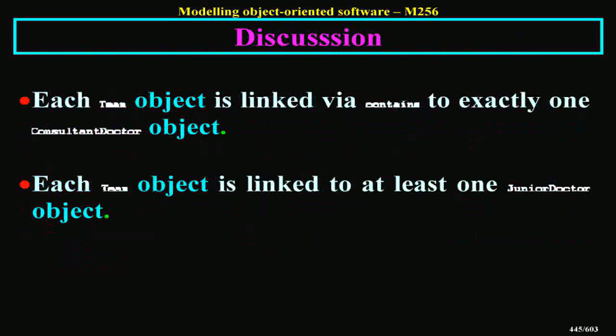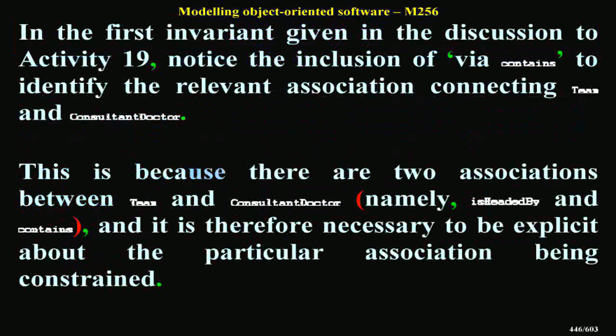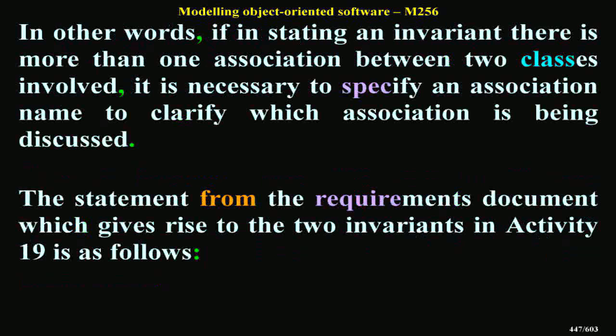Discussion. Each object is linked via the association to exactly one object. Each object is linked to at least one object. In the first invariant given in the discussion to Activity 19, notice the inclusion of via to identify the relevant association connecting the two classes. This is because there are two associations between them, and it is therefore necessary to be explicit about the particular association being constrained. In other words, if in stating an invariant there is more than one association between two classes involved, it is necessary to specify an association name to clarify which association is being discussed.